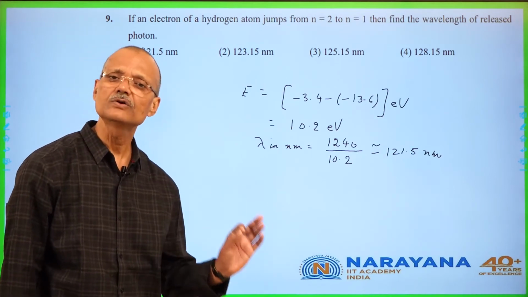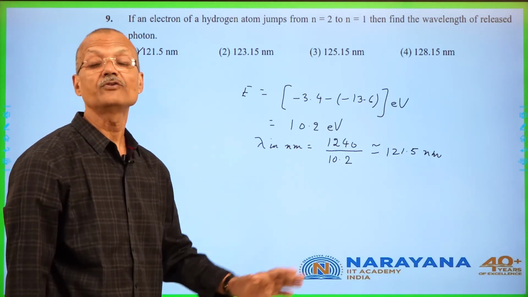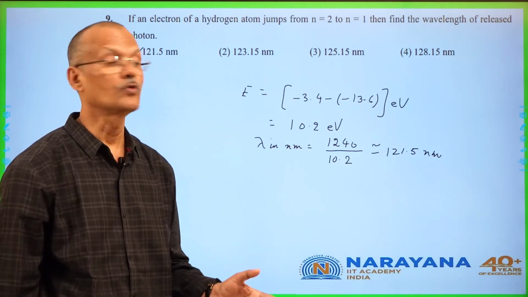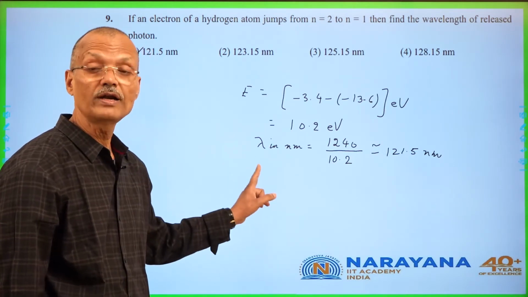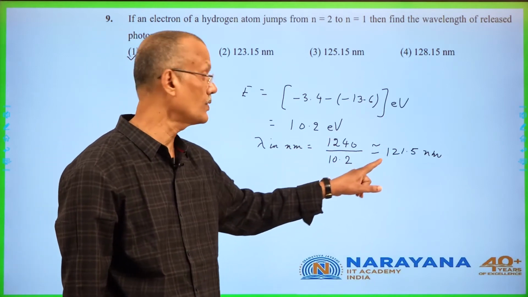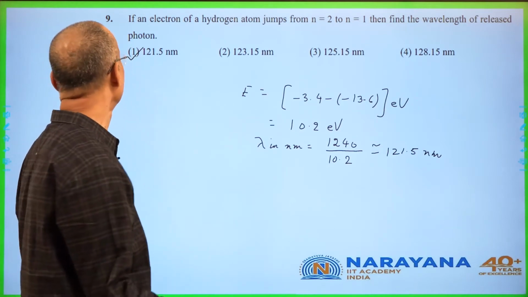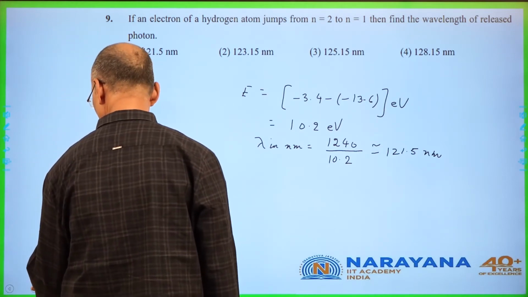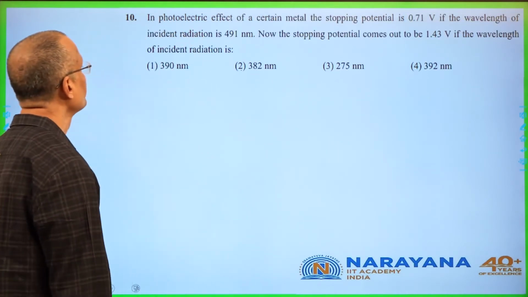Simple, easy question. Simply you have taken the difference of energy and used the formula 1240 by 10.2. One thing: if you want the answer in angstrom, you must take 12400 by energy in electron volt. Let us move now to the next question. I am now on question number 10.